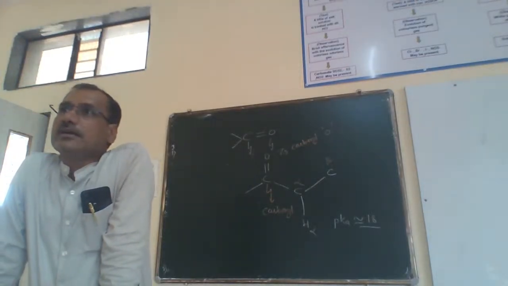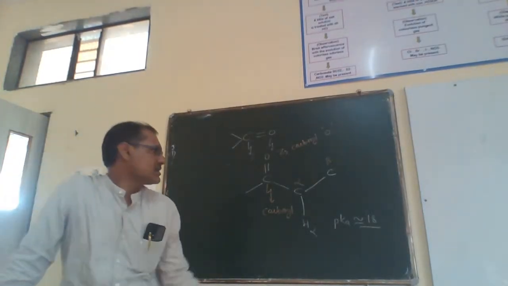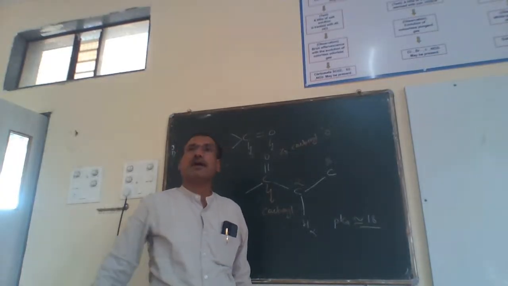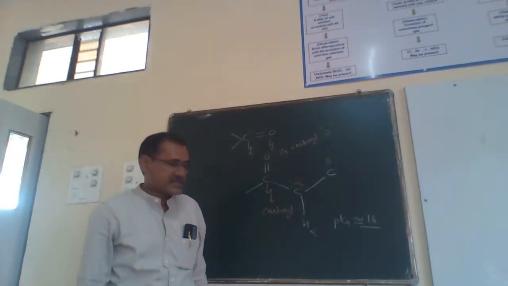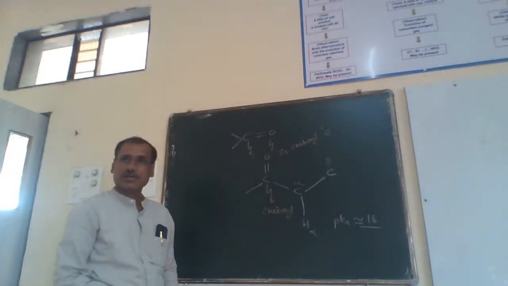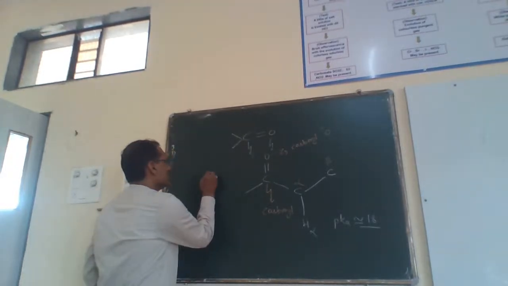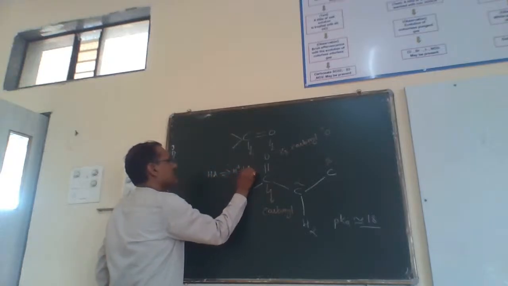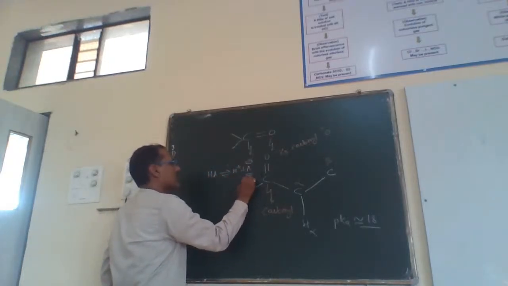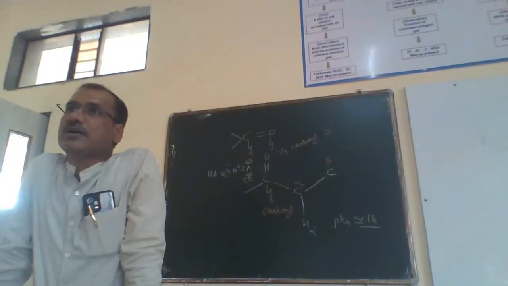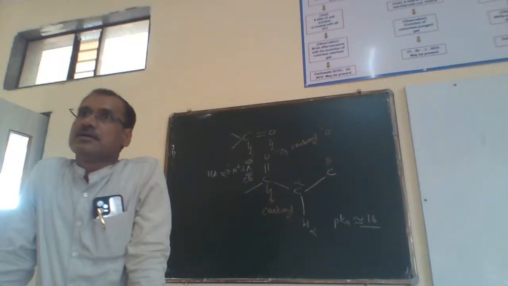These protons are rendered acidic. The alpha hydrogens in the carbonyl compound are acidic. Why are they acidic? When you want to study acid-base chemistry, you should always focus on the structure of what is called the conjugate base. This is what I have told you in the earlier lecture.